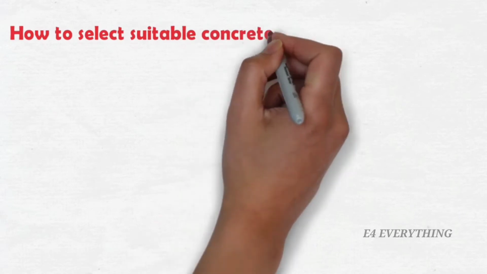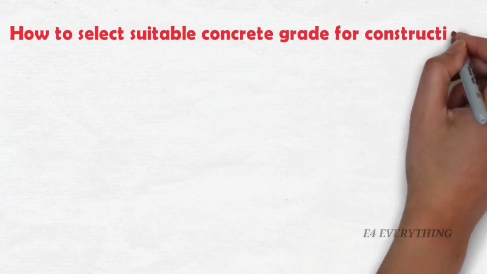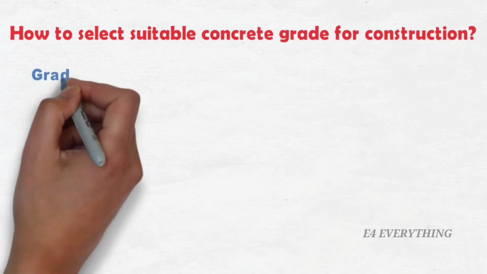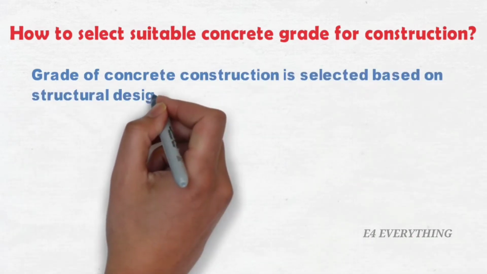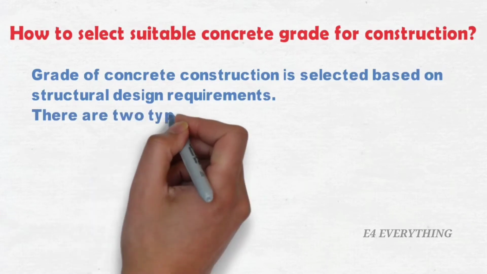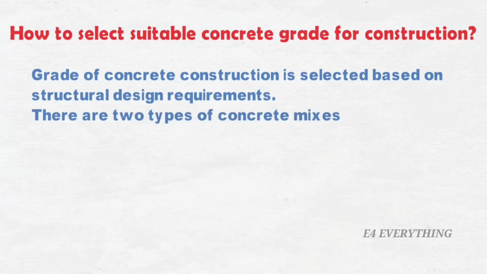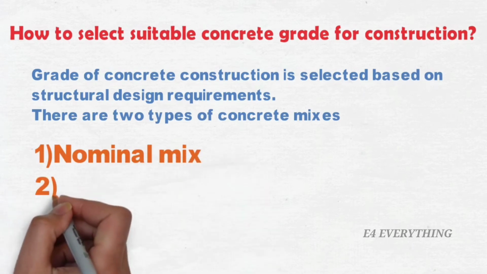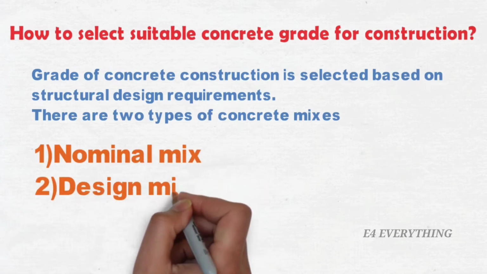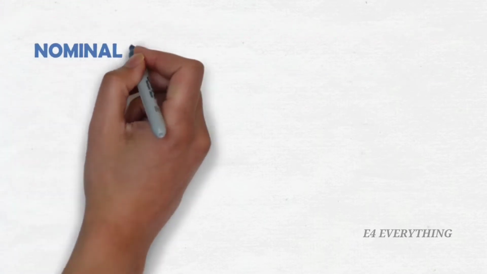How to select suitable concrete grade for construction? Grade of concrete construction is selected based on structural design requirements. There are two types of concrete mixes. They are nominal mix and design mix. Now we can look on to what you mean by nominal mix.